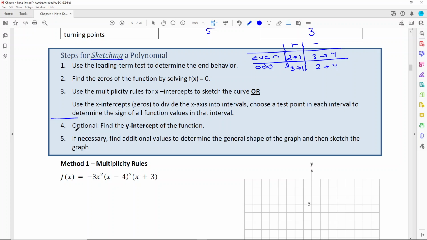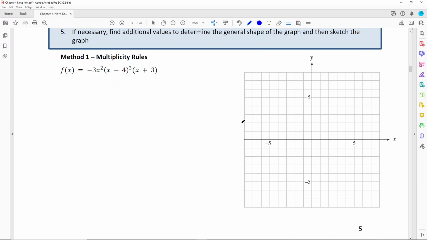Optionally, you can find the y-intercept. I don't often, only because the y-intercept is often not something that will fit on a grid. So you could use the y-intercept to check and see if you're in the right section, or if I was trying to identify the graph of something from an equation, I would use the y-intercept to say which one it is. But I generally don't use it for sketching, and I generally don't find other points to sketch a graph because we're sketching, we're not graphing. Okay, so let's do it.